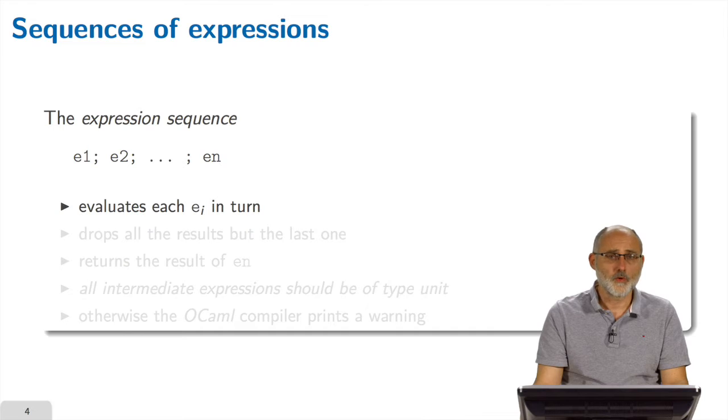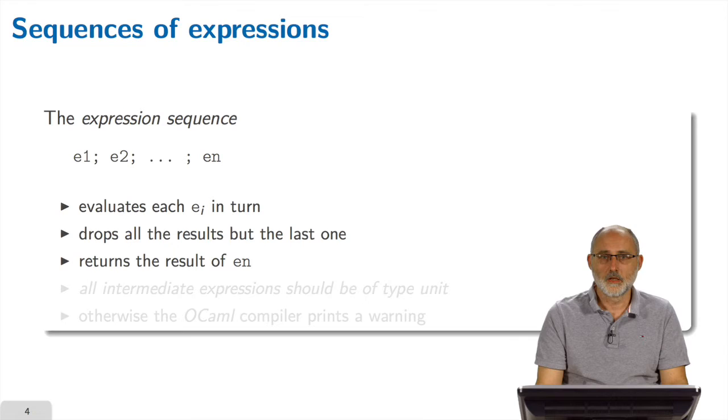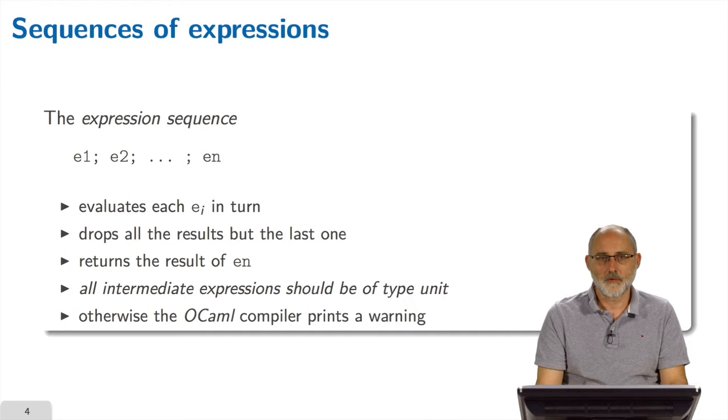An expression sequence is a list of expressions, like here E1 to En, separated by semicolons. The evaluation of an expression sequence actually performs evaluation of each of the Ei in turn, from the first to the last one. All the intermediate results are dropped, and we get as a final result the result of the last expression in the sequence. It is expected that all the intermediate expressions are of type unit, since we are dropping their values. Otherwise, your OCaml compiler prints a warning for you.